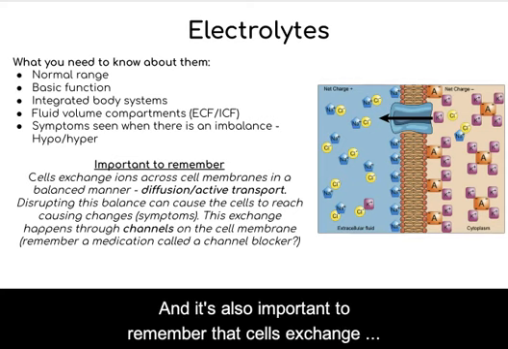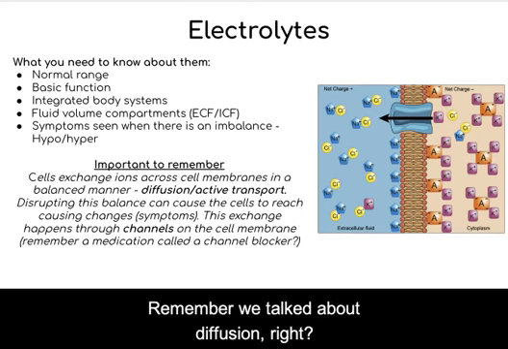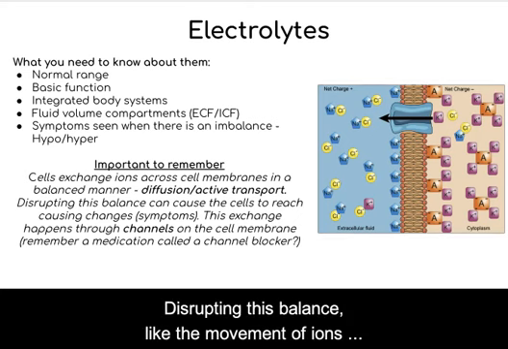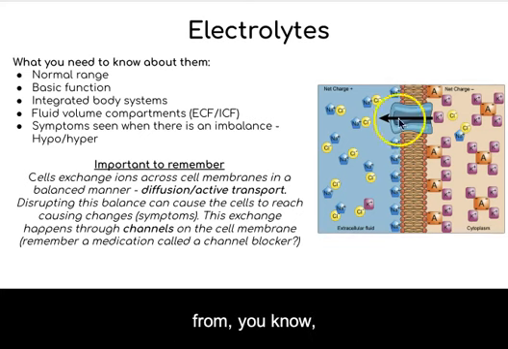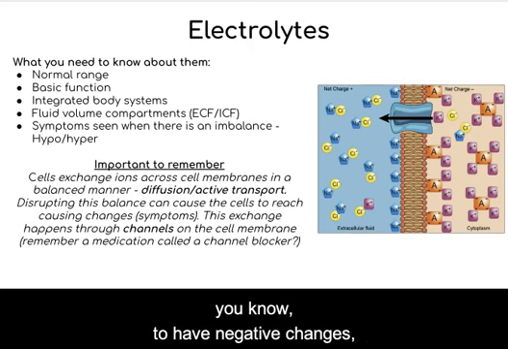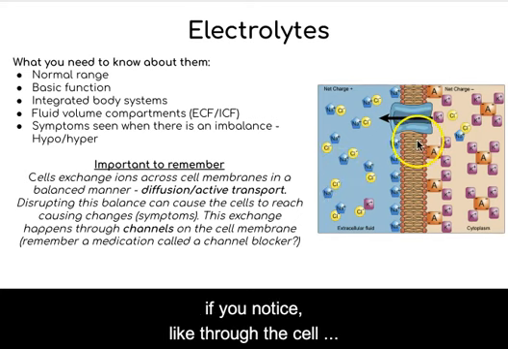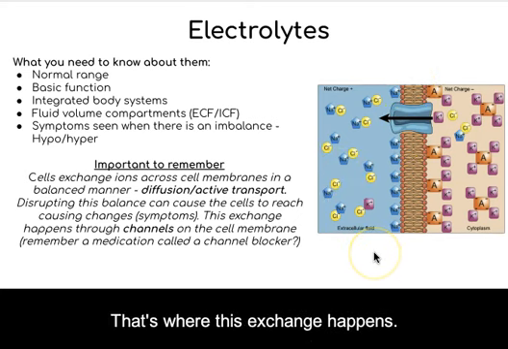And it's also important to remember that cells exchange ions across cell membranes. Remember, we talked about diffusion, right? Disrupting this balance, like the movement of ions through these cell membranes here, can cause the cells to have negative changes, these imbalances, or have symptoms. This exchange happens through these channels. If you notice, through the cell membranes, you have channels. That's where this exchange happens.